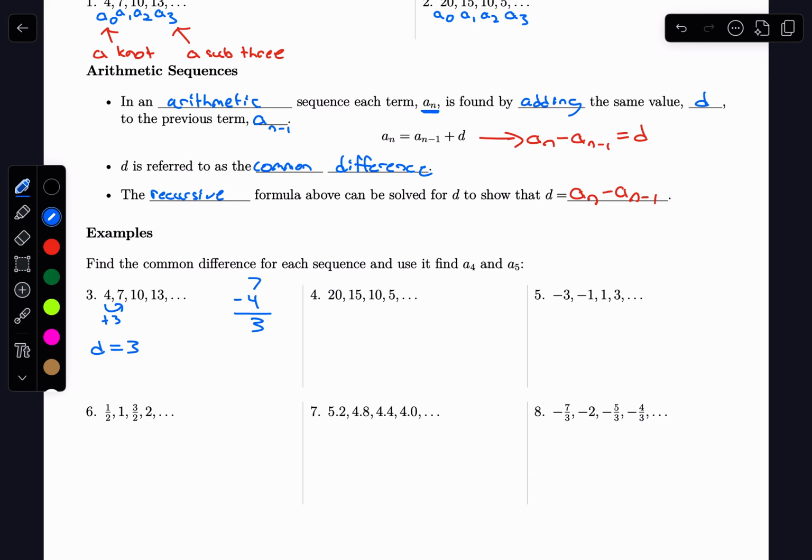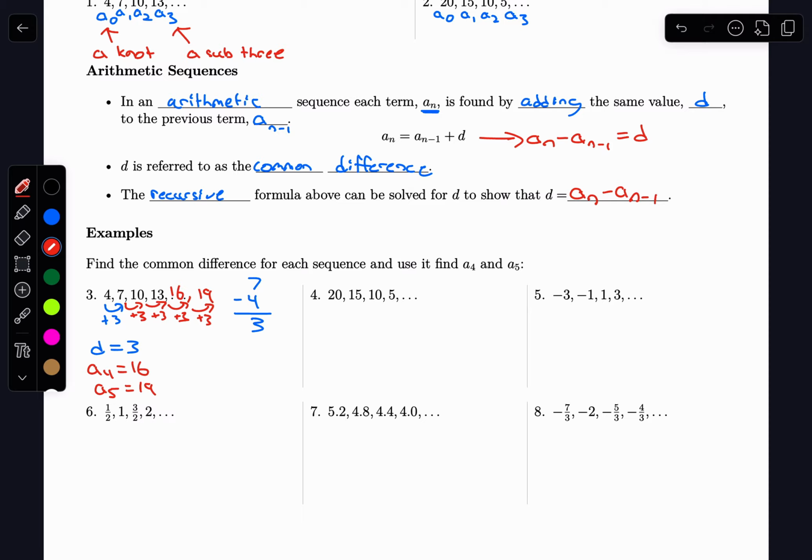Then all I have to do now is use this D value to get the next two terms. Notice that when I went from 4 to 7, I added 3. Then you add 3 again to go from 7 to 10, add 3 again to go from 10 to 13. If I want to keep going, I just keep adding 3 each time. So 13 plus 3 gives me 16, and 16 plus 3 gives me 19. Making sure we're using our proper labels, a sub 4 is 16.